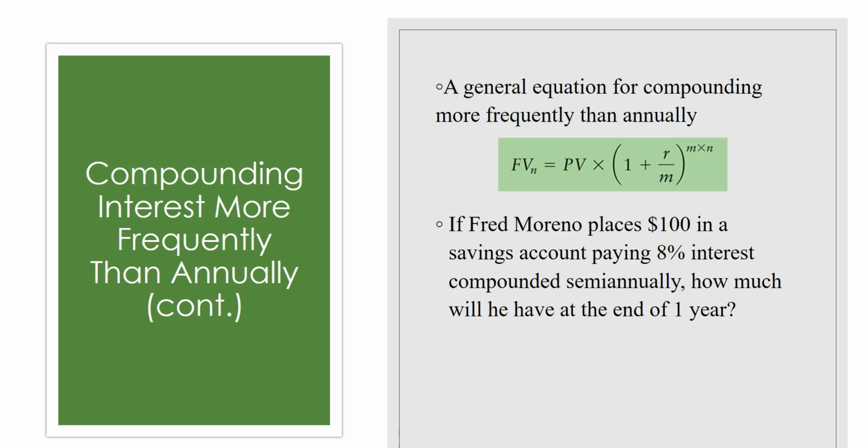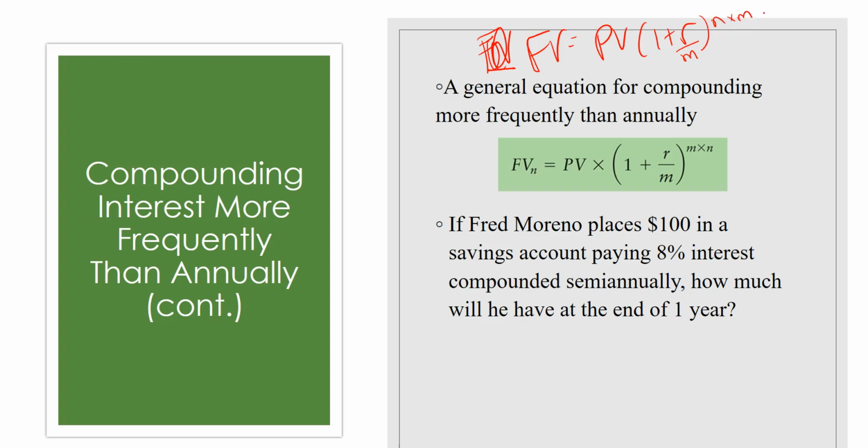So here's the equation for compounding more frequently than annually. And this is similar to what we said before. Before we said that the future value is equal to the present value times 1 plus r raised to the nth power. That looks very, very similar. The only difference is that we divide by m and multiply by m.